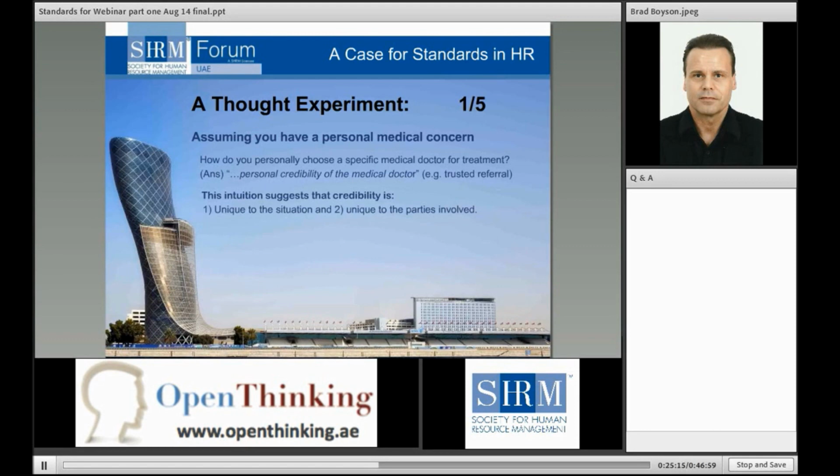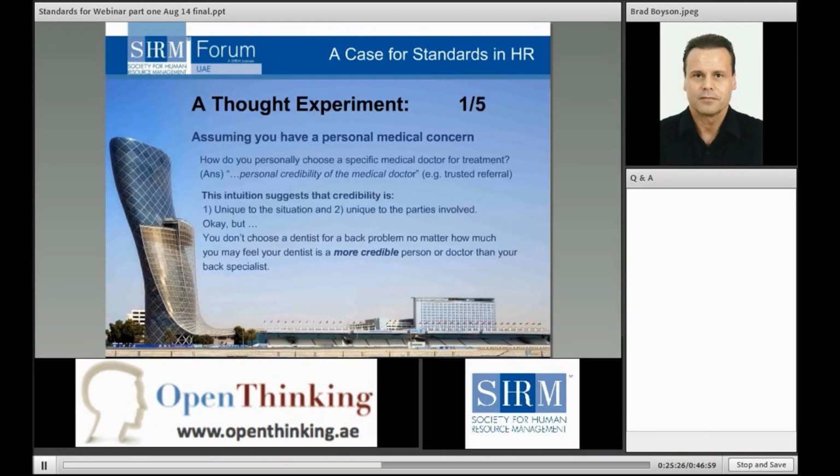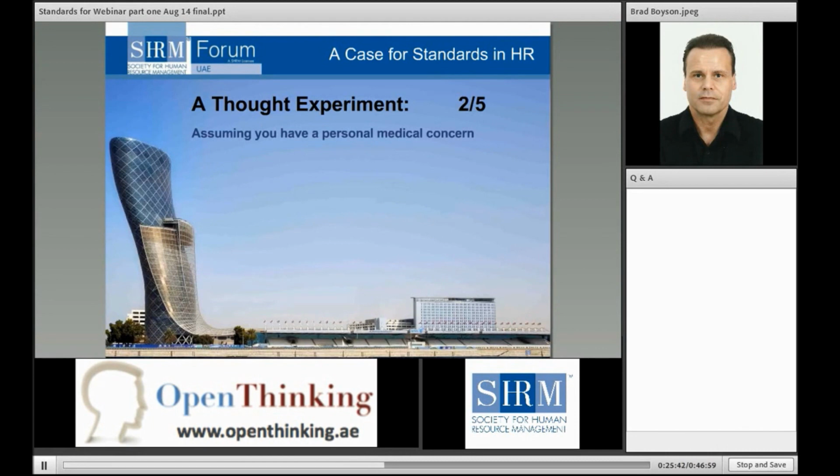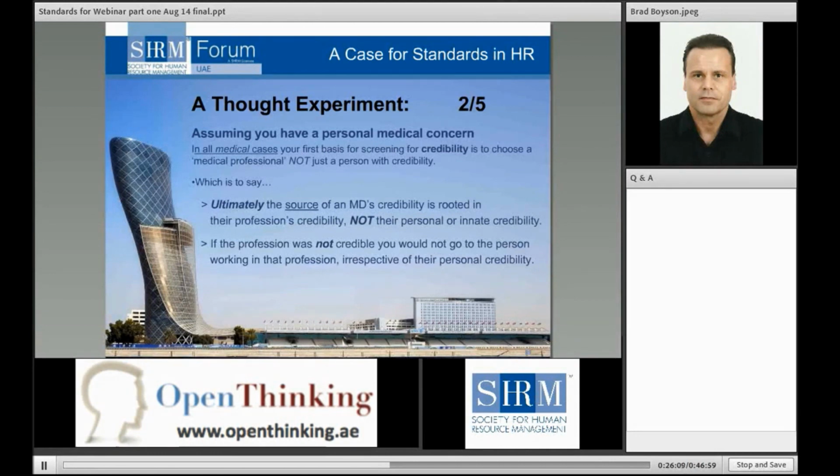But this intuition suggests that credibility is unique to the situation and unique to the parties involved. Okay, let's accept that. But you don't choose a dentist for a back problem, no matter how much you may feel the dentist is more credible as a person or doctor than your back specialist. So what we're introducing here is that credibility and competence don't necessarily correlate. So again, assuming you have a medical or personal concern, in all medical cases, for the vast majority of people, the first basis of screening for credibility is to choose someone from the medical profession, not just a person with personal credibility, which is to say, ultimately the source of a medical doctor's credibility is rooted in their profession's credibility, not their personal or innate credibility.